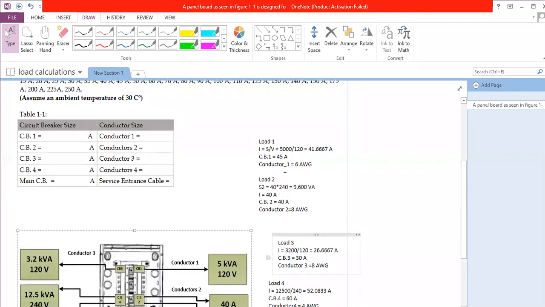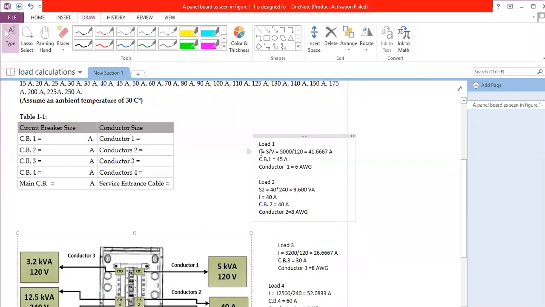This is load number 1. So load number 1, I will say the current will be S over V, and then I have to multiply here, somewhere here, with 1.25 if it is continuous.